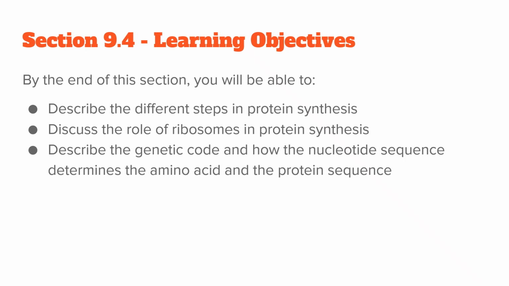By the end of this section, you should understand how ribosomes, transfer RNAs, and the genetic code work together to build proteins. You should understand the three stages of translation: initiation, elongation, and termination, so you can explain what happens at each step. And finally, you should be able to describe the genetic code and how the nucleotide sequence determines the amino acid and protein sequence.